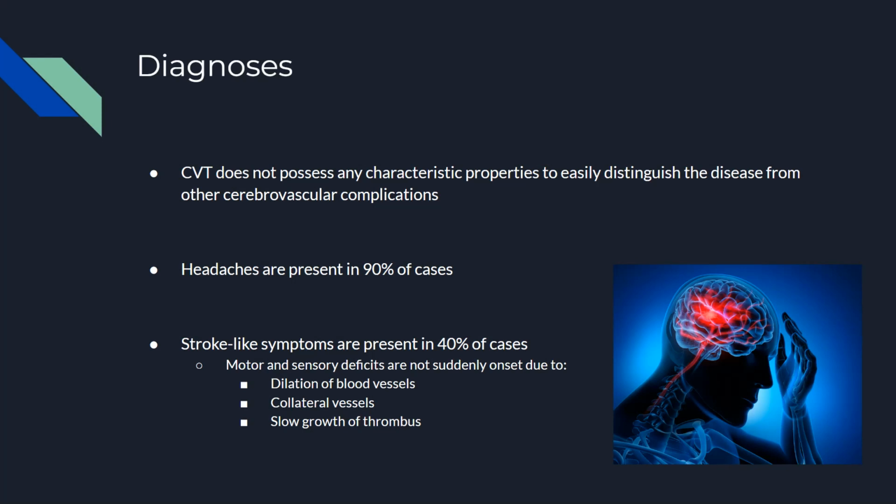In terms of diagnosis, it's extremely hard to diagnose CVT because it has no key characteristic features that can help distinguish it. However, headaches will be the most common symptom. They're reported in about 90% of the cases. Stroke-like symptoms will also manifest in about 40% of patients. The stroke-like symptoms do not come on as suddenly as arterial strokes, just because the thrombus will grow slowly and the veins have a collateral contribution.